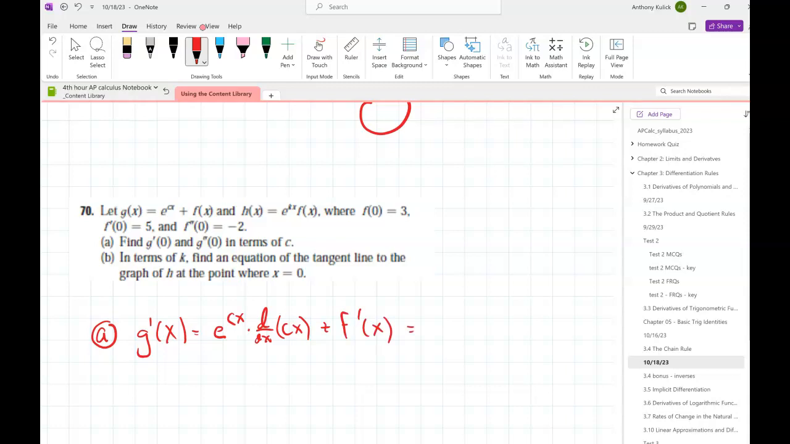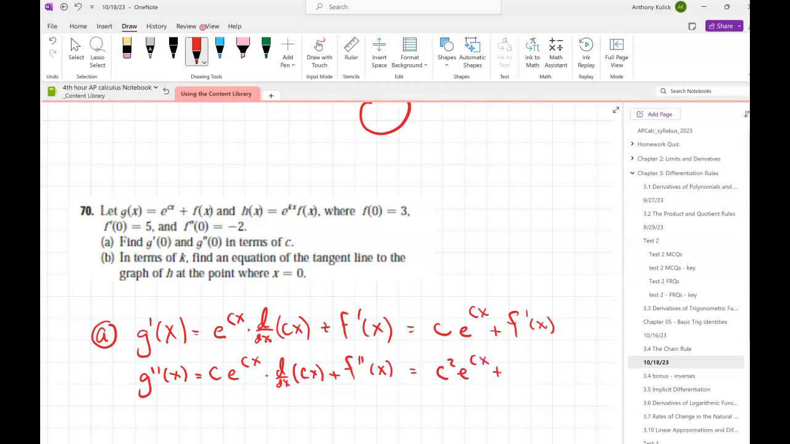So this just becomes c e to the cx plus f prime of x. G double prime of x, well, to take the derivative of c e to the cx, again, requires a chain rule. So the derivative of the outside is just going to be c e to the cx times the derivative of cx plus the second derivative of f. So that's going to be c squared e to the cx plus the second derivative of f.